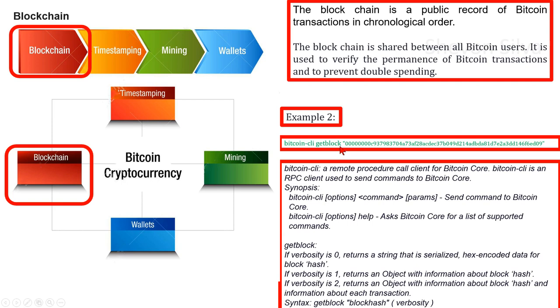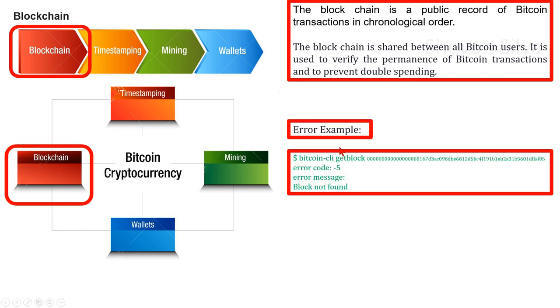In getblock, if verbosity is zero, it returns a string that is serialized hex-encoded data for the block hash. If verbosity is one, it returns an object with information about the block hash. If verbosity is two, it returns an object with information about the block hash and information about each transaction. The syntax here is getblock blockhash and blockhash verbosity. As an error example, we can consider bitcoin-cli getblock blockhash with this command. In this error example, we get error code -5, error message is block not found.